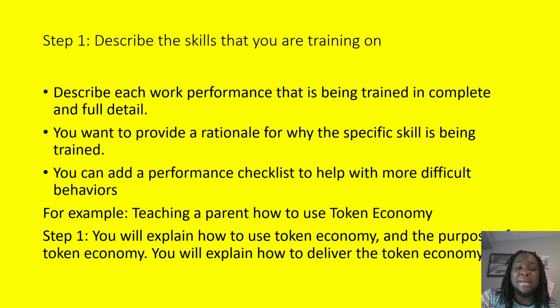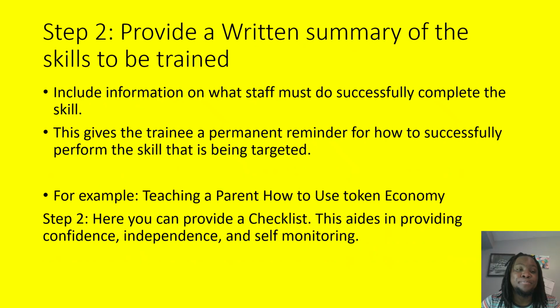So if you look at the example, teaching a parent how to use token economy. Step one, you will explain how to use token economy and the purpose of using token economy. You will explain how to deliver the token economy. So this correlates with the step one description: describe the skills that you are training on. It's pretty simple. All right, we're gonna go to step two. And like I said before, if you look at your paper, you can see where you can fill out the blank according to the steps, and you could write little notes at the bottom of each step. All right, we're going to the next step.